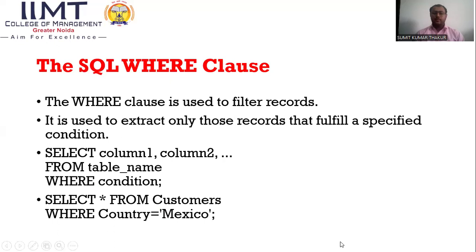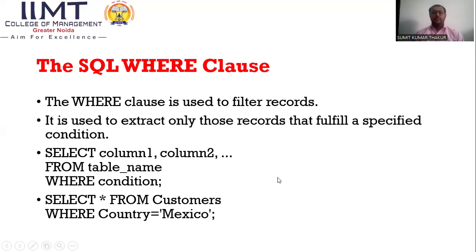and the condition which must be satisfied to get this data. For example, we are writing SELECT * FROM customers WHERE country = 'Mexico'. That means I have to retrieve the data from the customers table where I have mentioned the country Mexico. So it will retrieve all the records from the customers table which have the country as Mexico.